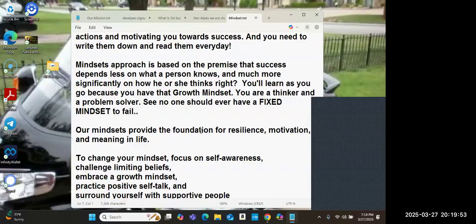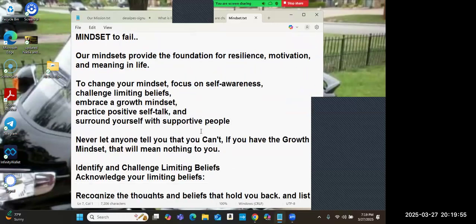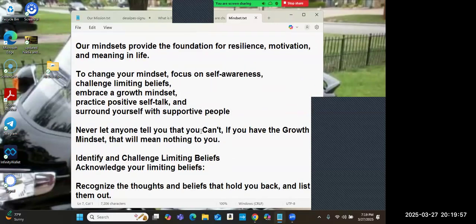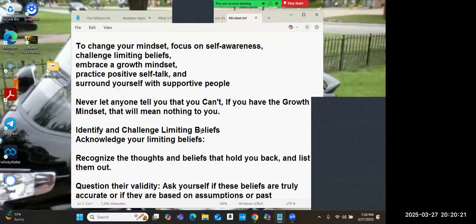No one should ever have a fixed mindset to fail, but our mindset provides the foundation for resilience, motivation, and meaning in life. So to change your mindset, focus on self-awareness, challenge limiting beliefs, embrace a growth mindset, practice positive self-talk, and surround yourself with supportive people.